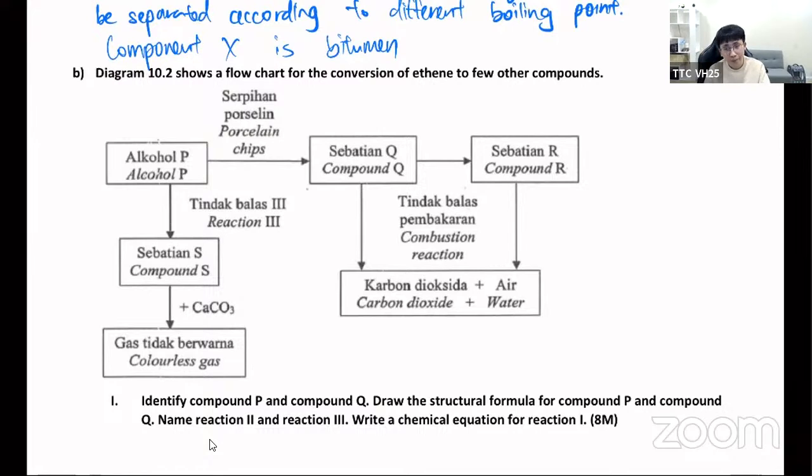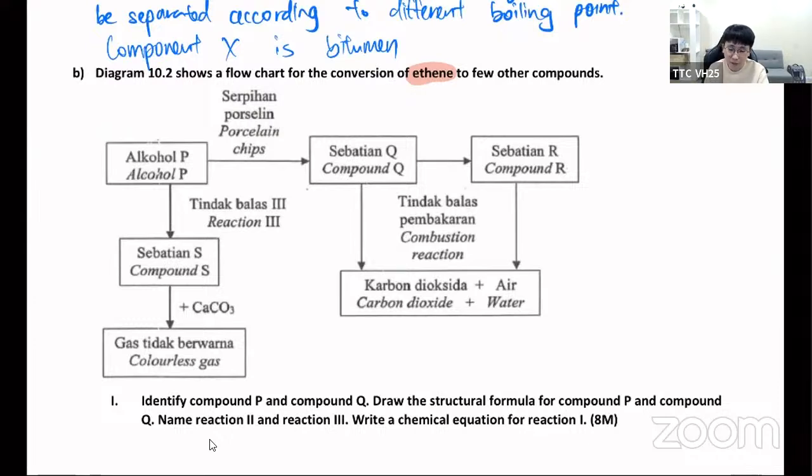So guys, what are P and Q? They say already, P is alcohol. Compound Q is what alcohol turns into after adding porcelain chip. At here, they say it's a conversion of ethene to a few other compounds. So they give you one hint, which is ethene.